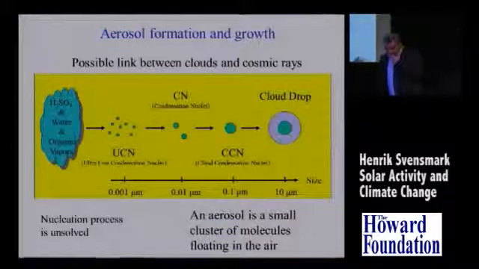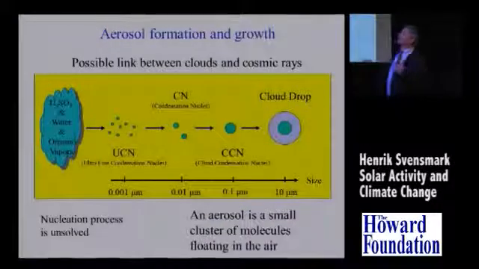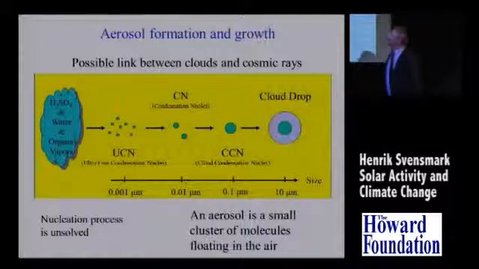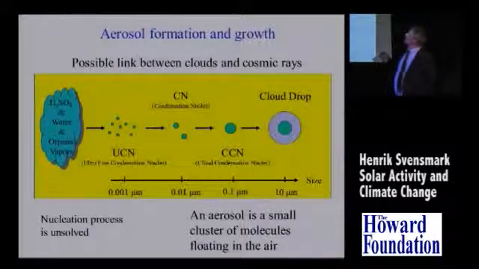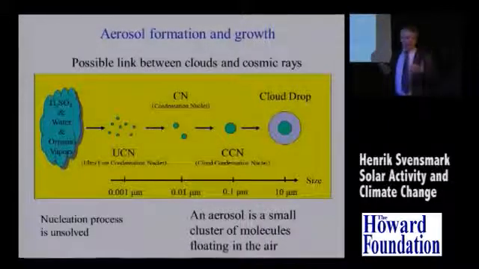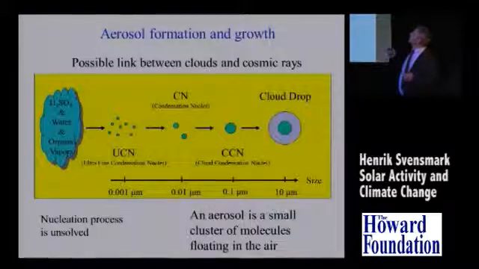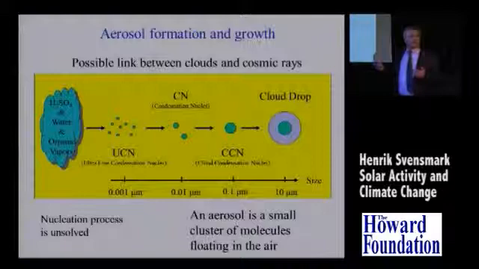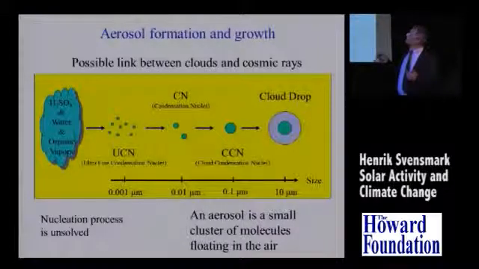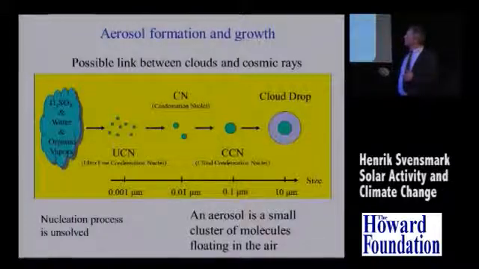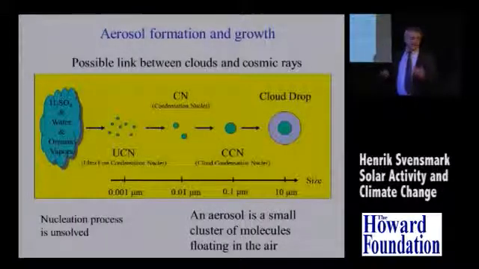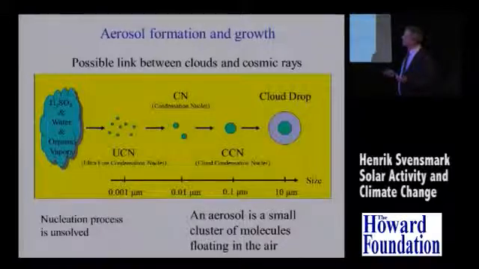And in order to answer that, we have to think about how clouds are formed. Most of the clouds I'm talking about are warm clouds, meaning that they are liquid clouds. So they consist mainly of water droplets, but in order for the water vapor to condense, you need a small particle in the atmosphere, and this is an aerosol. It's a small cluster of molecules that are floating in the air. It can be liquid, it can be solid.